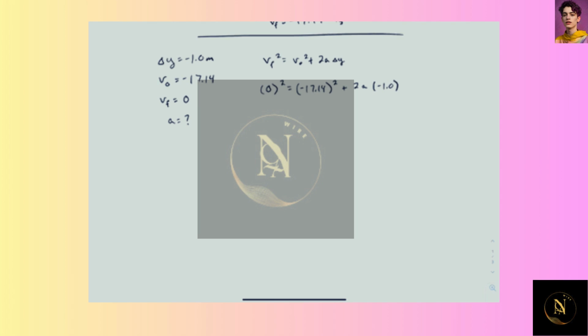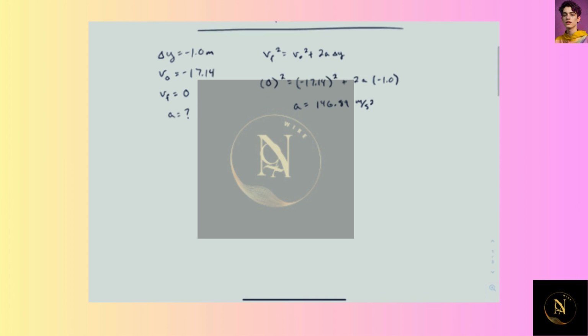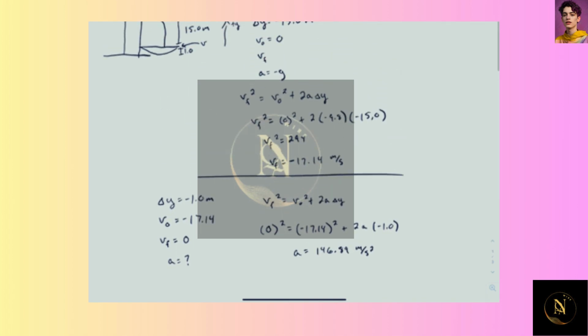So we end up getting, let's see, our a is going to be about 146. Oops, that's not right. 146.89 meters per second squared. And now I get a positive answer because I defined this direction as positive.